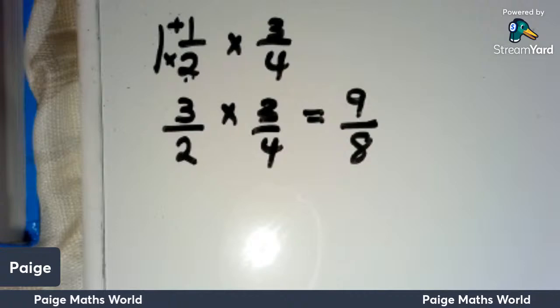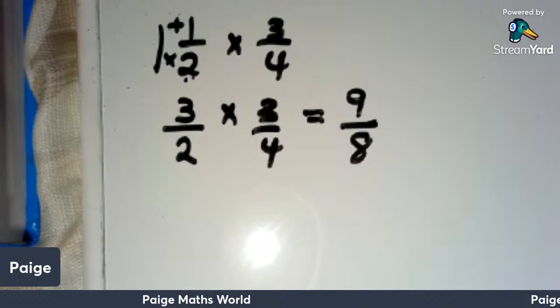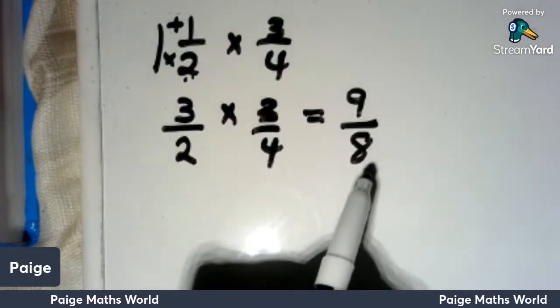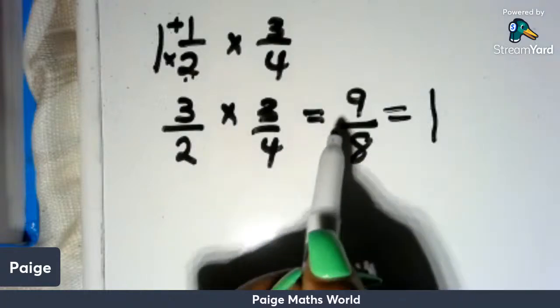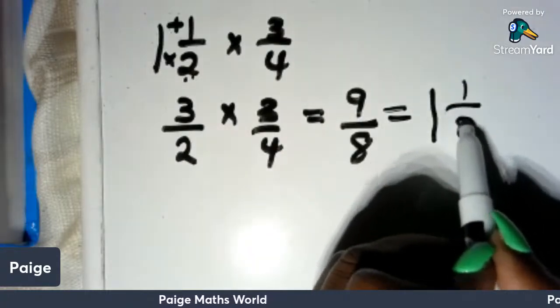Anybody? What's 9 over 8 as a mixed fraction? Yeah, good job. So it's going to be 1. 8 into 9 goes one time and remains 1 over 8. And so that's it.